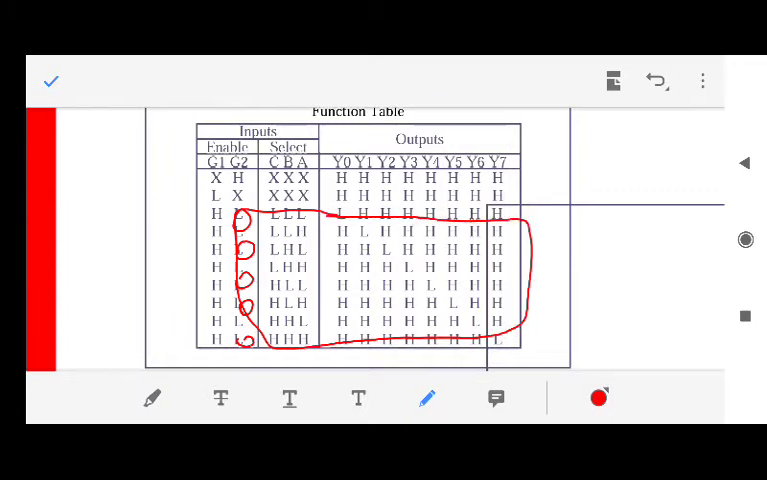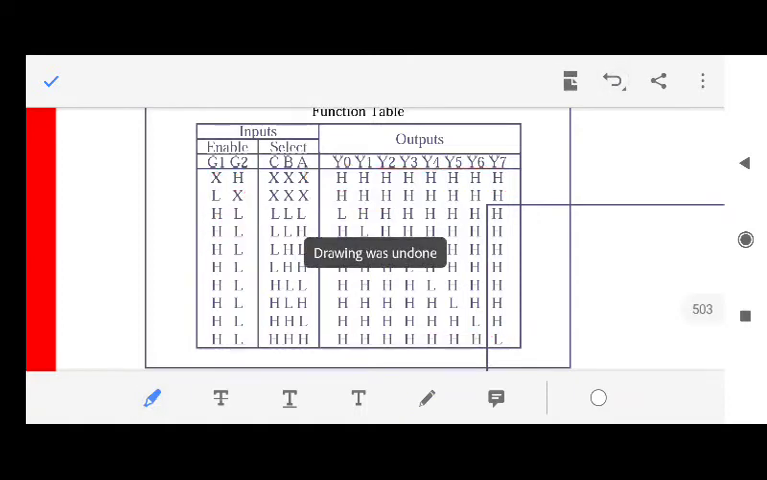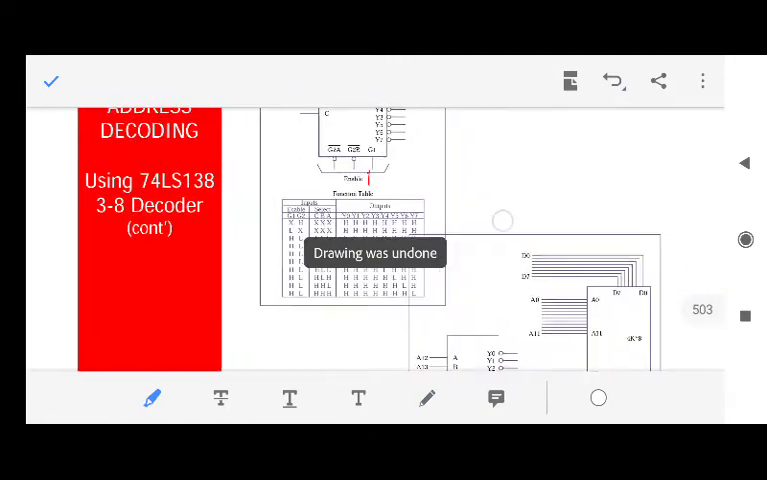And whenever G2 is high, and G1 is either low or high, whatever it is, then the output will remain high. That means the chip will not become enabled. This is what this table is saying. Fine, now you understood what this decoder is doing.